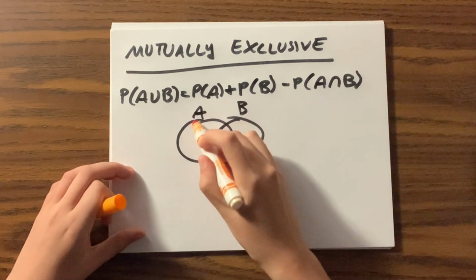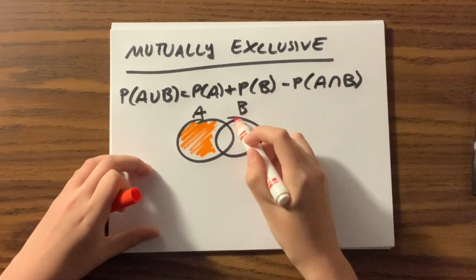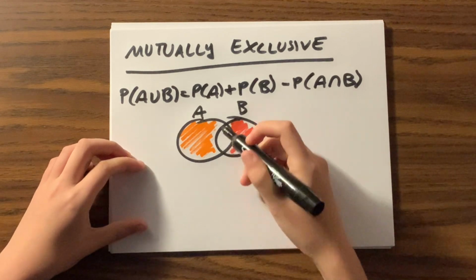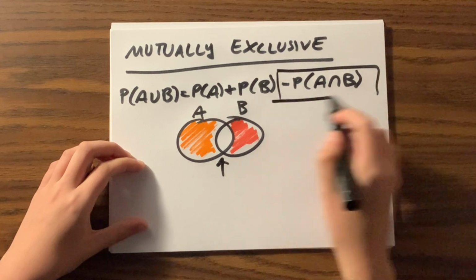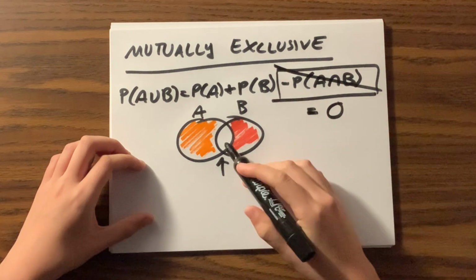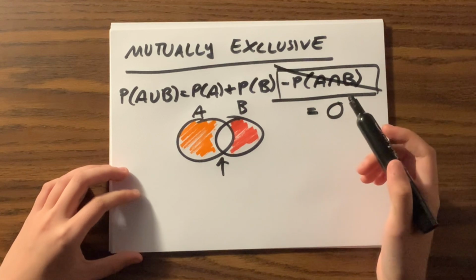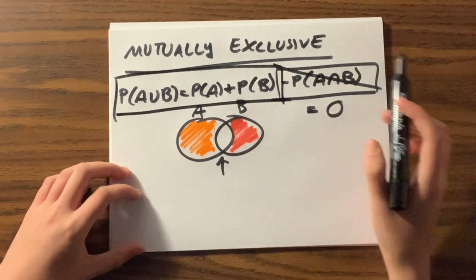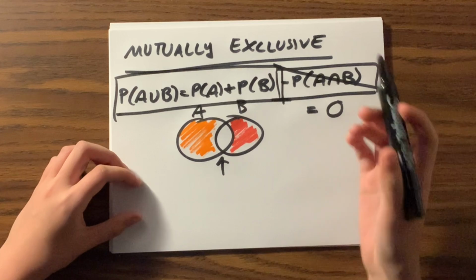So the value of A will just be this part of A, and the value of B is just going to be this part of B. And since the intersection, which is right here, is empty, we can actually cross this out since this is equal to the value of 0. Since the intersection is in fact empty, we're equal to 0. And we can say that the equation for something that is mutually exclusive to find the union of these two events is simply equal to this right here, the probability of A plus the probability of B, since the intersection is in fact the value 0.